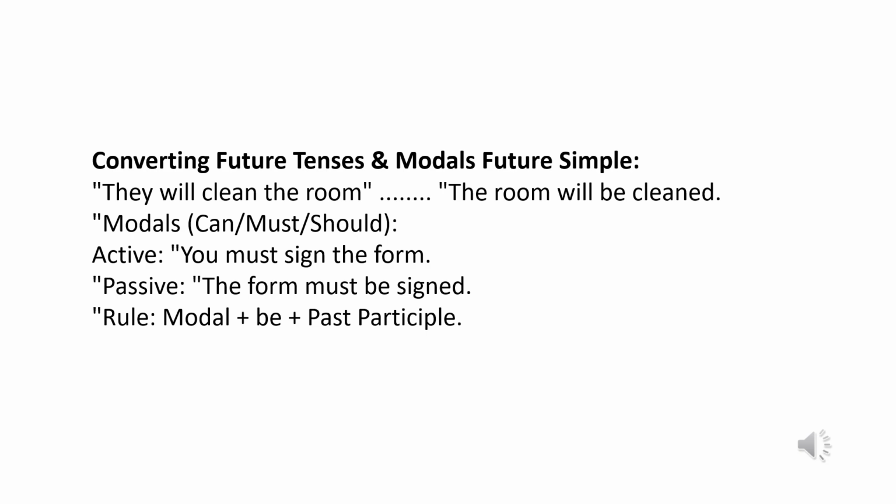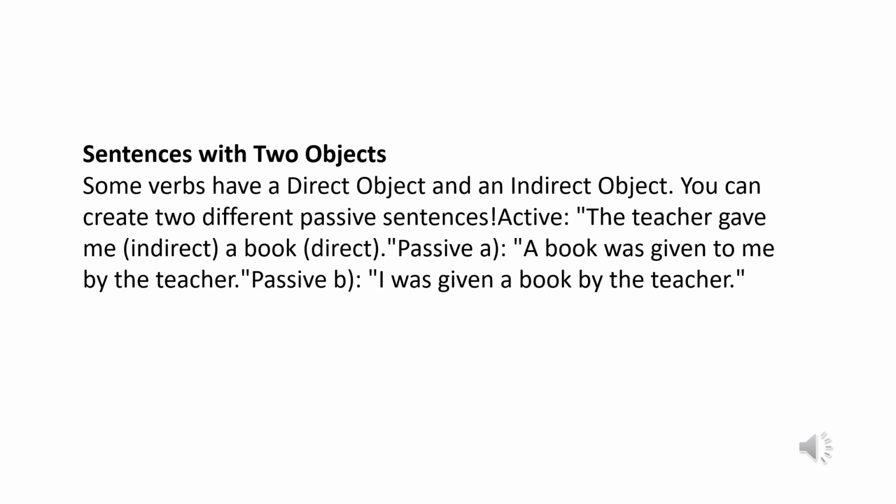In modals, we can have sentences with two objects, which means some verbs have a direct object and an indirect object. You can create two different passive sentences, for example, the teacher gave me a book. In passive, a book was given to me by the teacher. This is active to passive. Another passive form is I was given a book by the teacher.